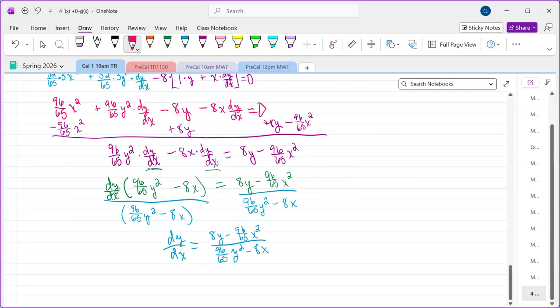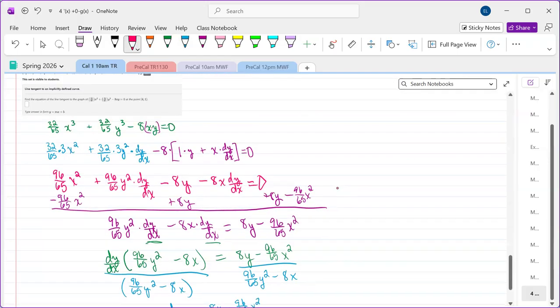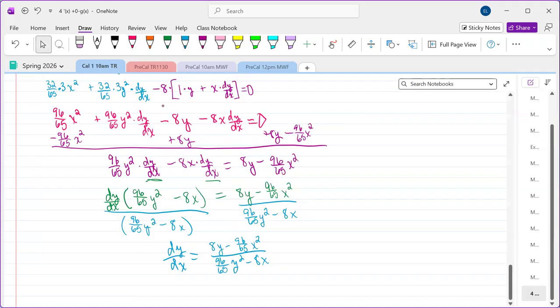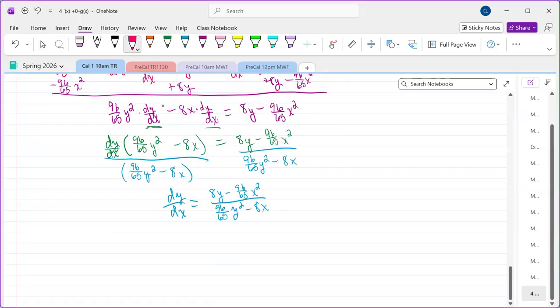So that's the first part of what they're going to ask on the test, because we do ask you to find dy dx. But the actual question was, find the equation of the tangent line. We need the slope of the tangent line, but we have the point 4, 1. So I'm going to plug in 4 and 1, 4 for my x's, 1 for my y's.